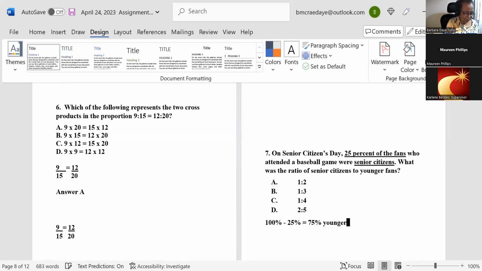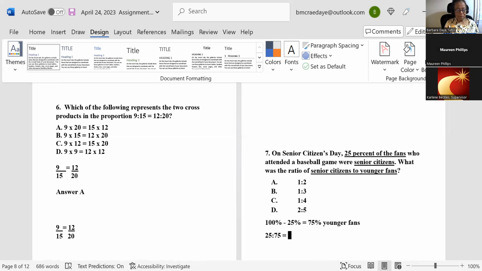Now, what's the ratio of senior citizens to younger fans? Now you've got the percent. You can use that in your ratio. So what would I write? 25% to 75%. That's right. So it'll be 25 to 75. And what would that be equal to, Maureen? Simplified.